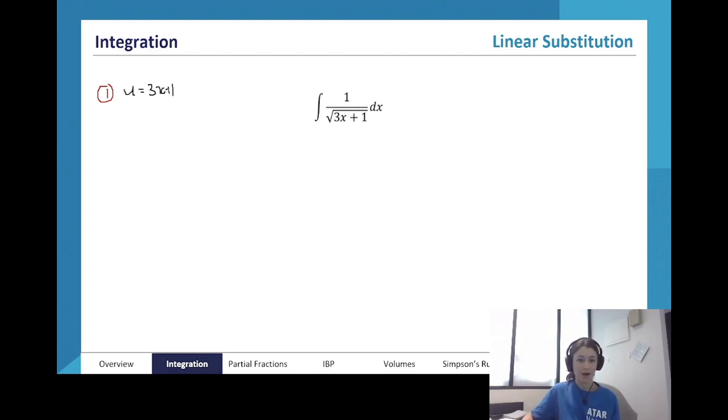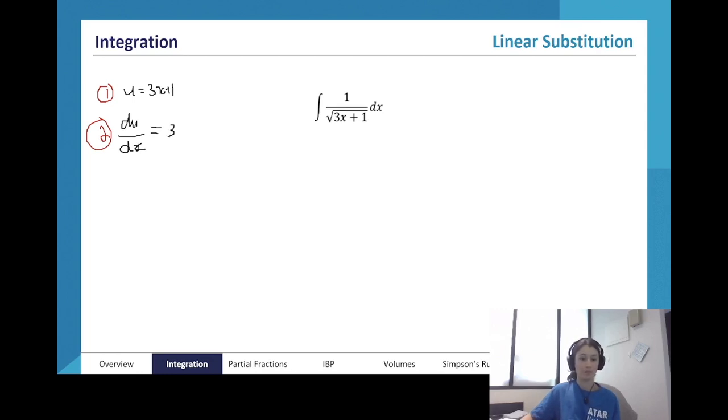Okay, our second step is to find the derivative of u with respect to x. And by that I mean find du dx. Now, you could write this as just u dash, but I wouldn't recommend it because we're going to be manipulating these du dx's as we have in the instructions. So the derivative of u with respect to x is just 3.